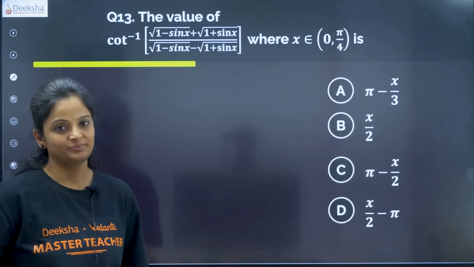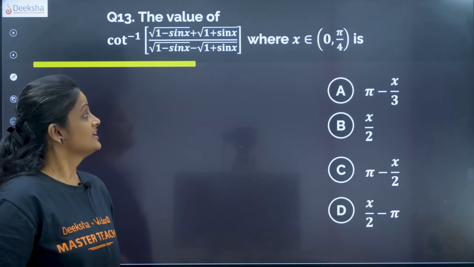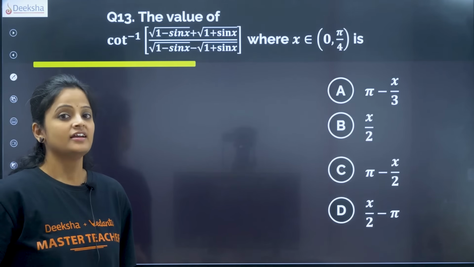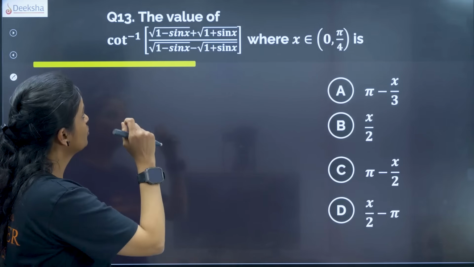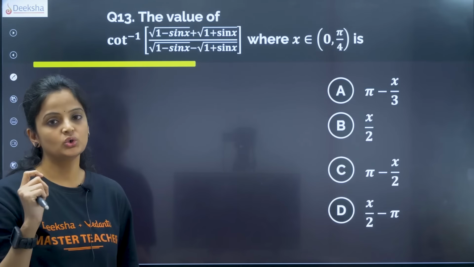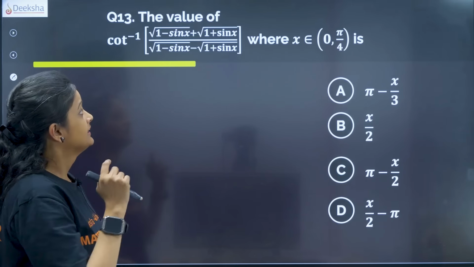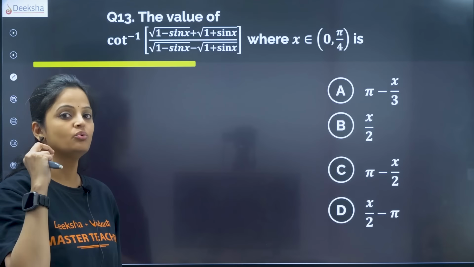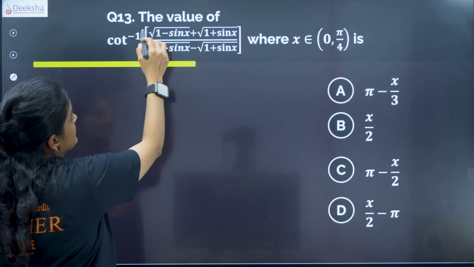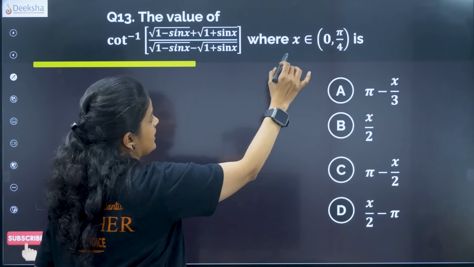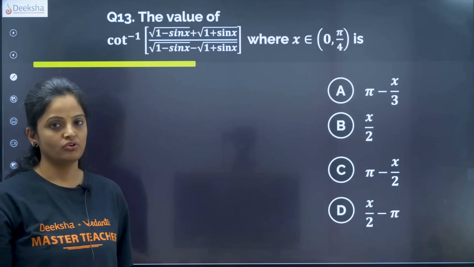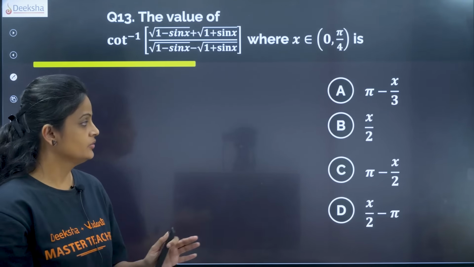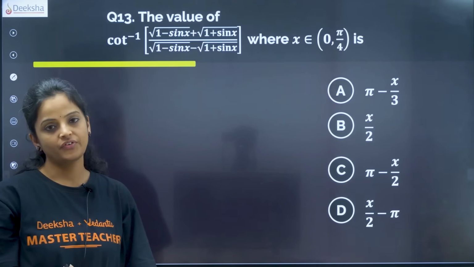Next question. Looking complicated? Yes, solving is there in this. It is a little bit tricky. Who are not having good knowledge of trigonometry, then this will be difficult. That's why I am telling you step by step, and I'll tell you what to remember in this. The value of so and so where x belongs to 0 and pi by 4. Now I have to solve this and get the value, and it is in terms of x.